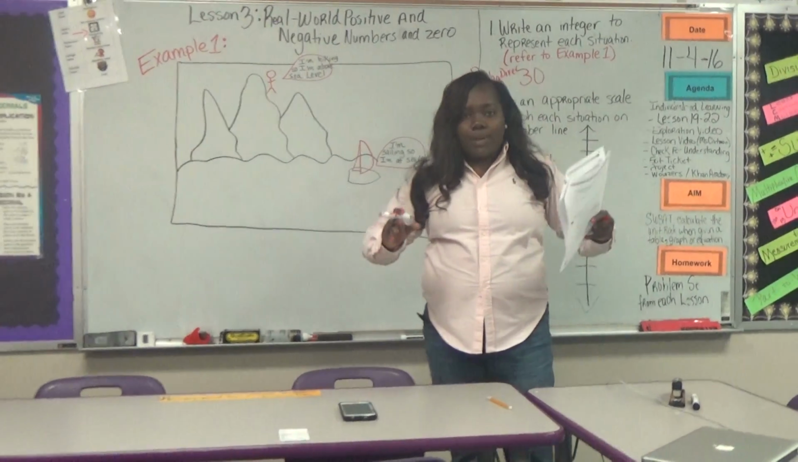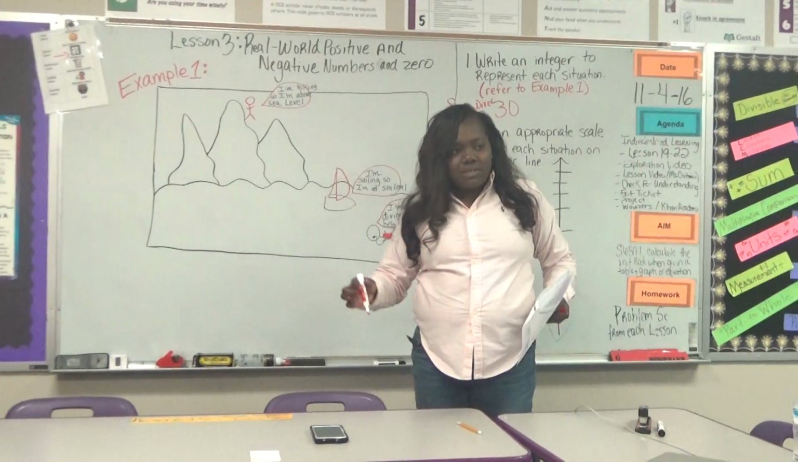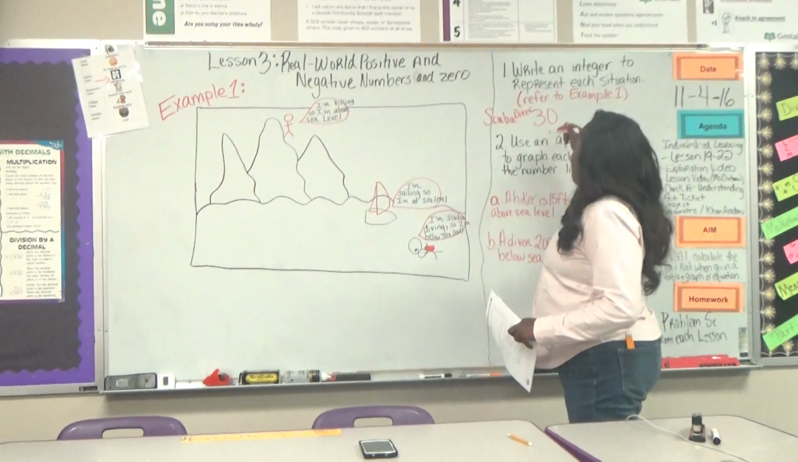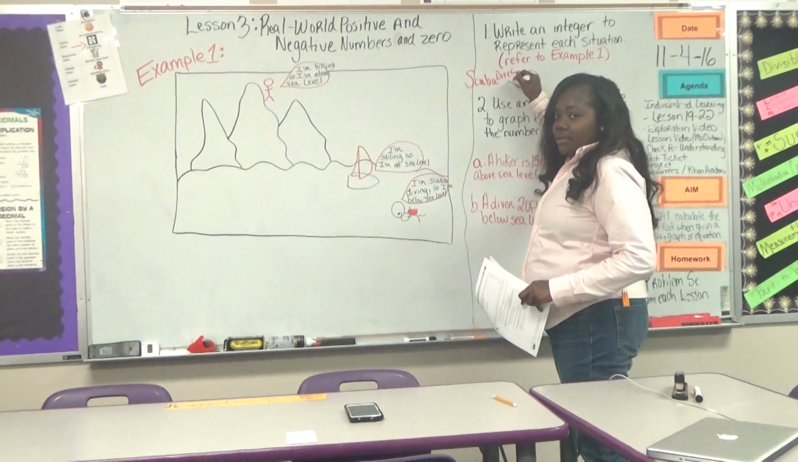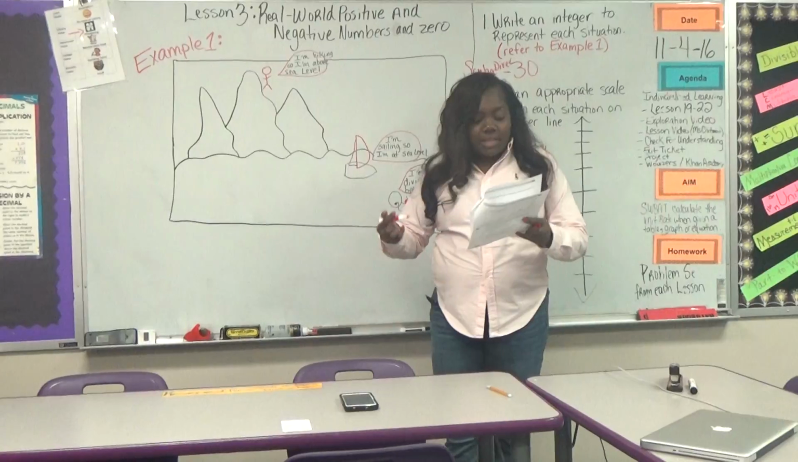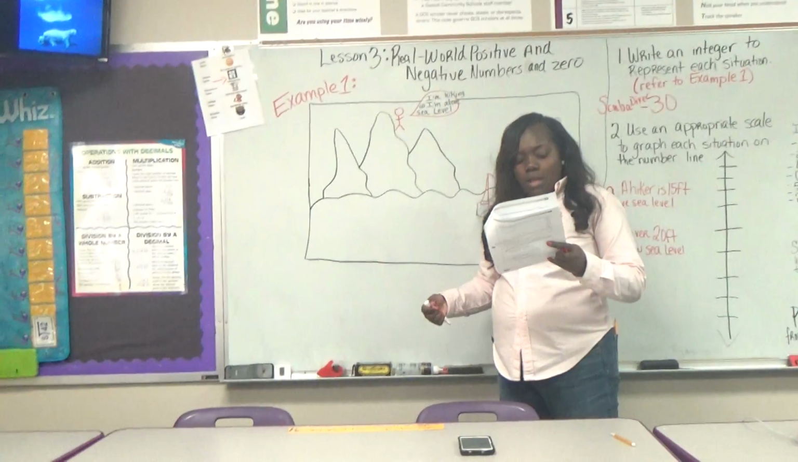So if I have below sea level, is that positive or negative? Negative. So my number there should be what type of 30? A negative 30. Okay, that's what type of integer I would have, a negative 30. The key word there is below.